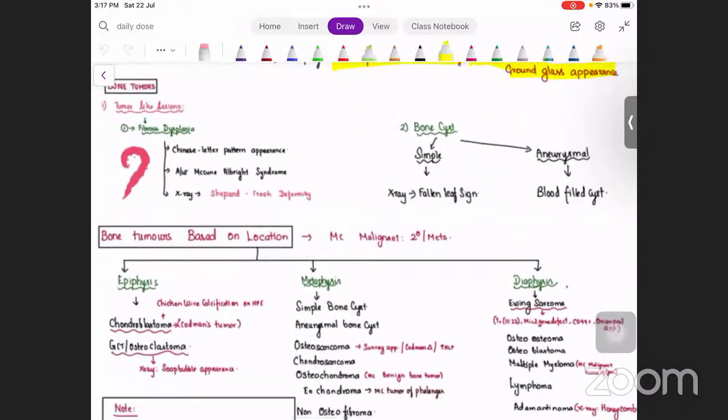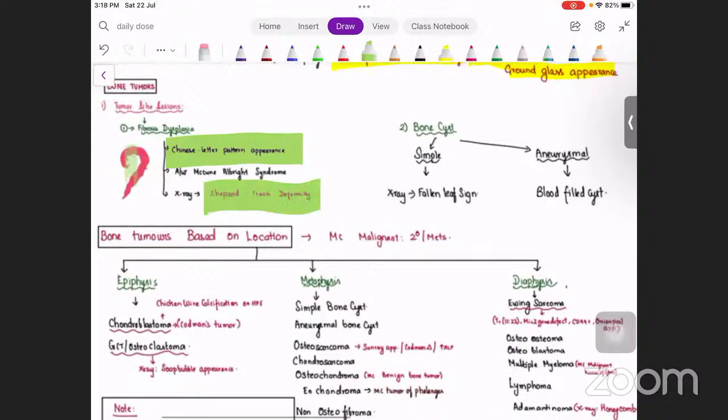Then you have a bone tumor where you may expect to see the tumor-like lesion. So tumor-like lesions, first one is your fibrous dysplasia and the second one is your bone cyst. Speaking about fibrous dysplasia, you may see the Chinese letter pattern appearance. And you may also see on the x-ray Shepherd-Crook deformity.